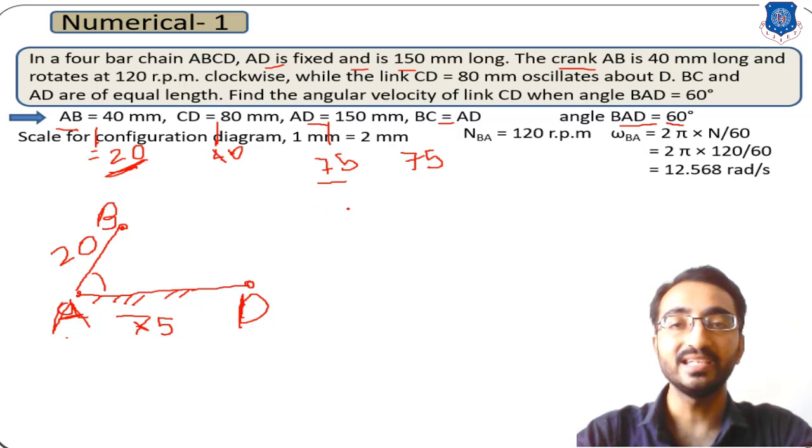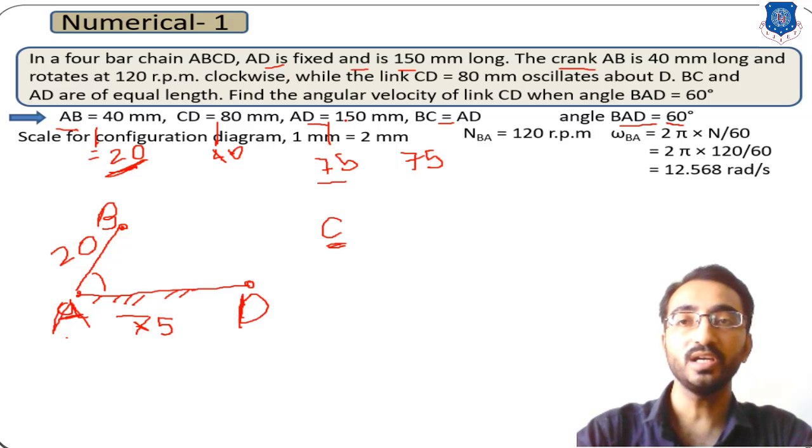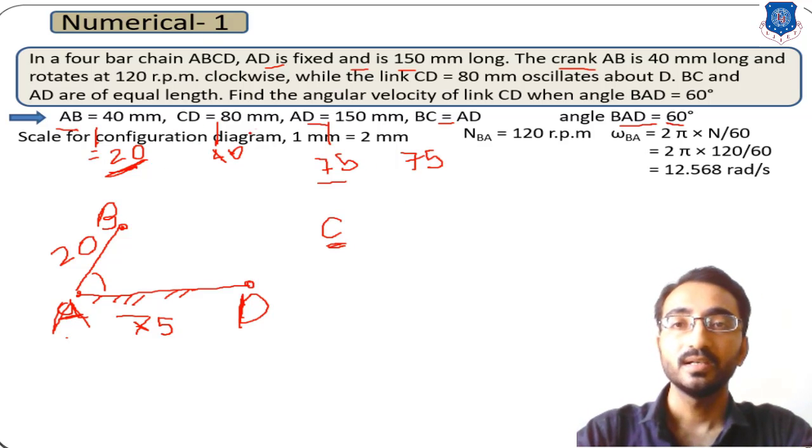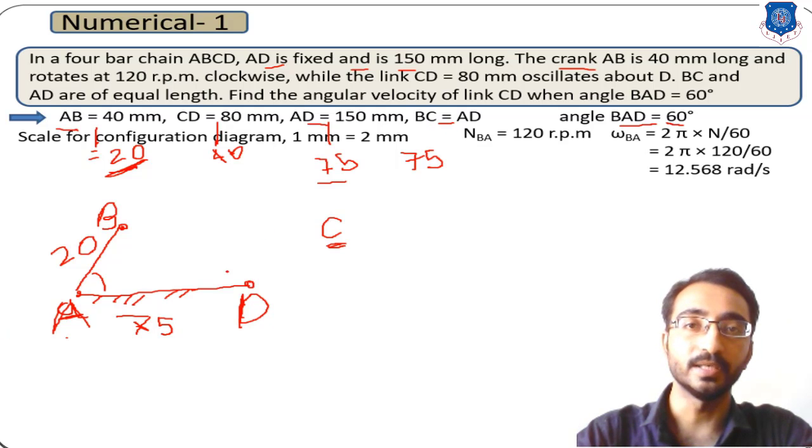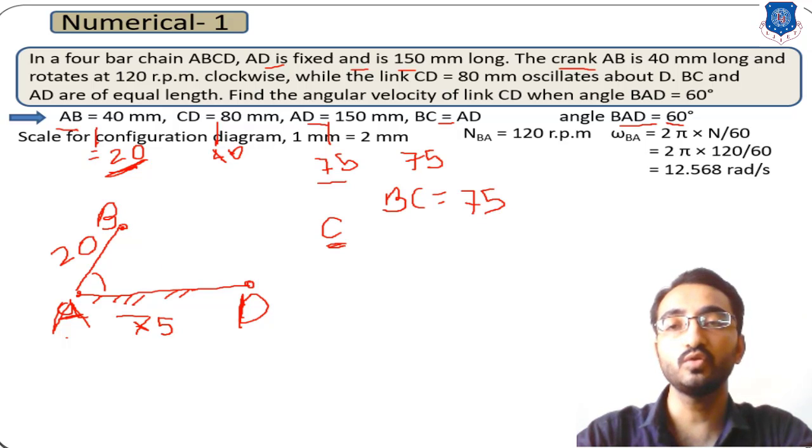For point C, no angle is given but the dimension is given. The dimension of BC, from point B to point C, is given as the same as AD. So BC is similar to AD. And how much is AD? AD is 150, which you sketch with 75. So again here you have BC of length 75 mm, and you have to sketch 75 mm.